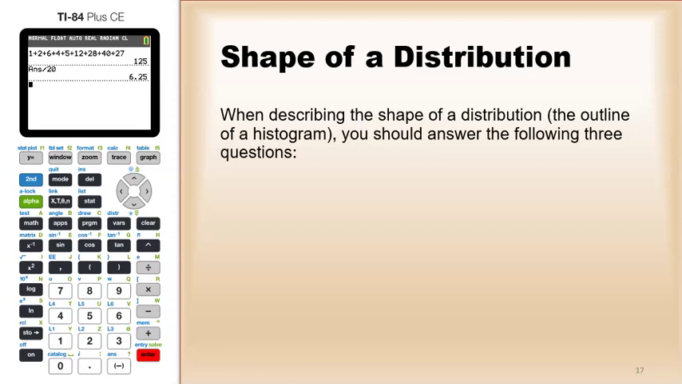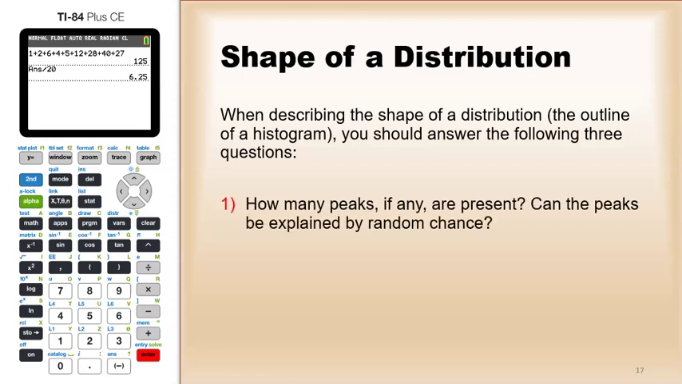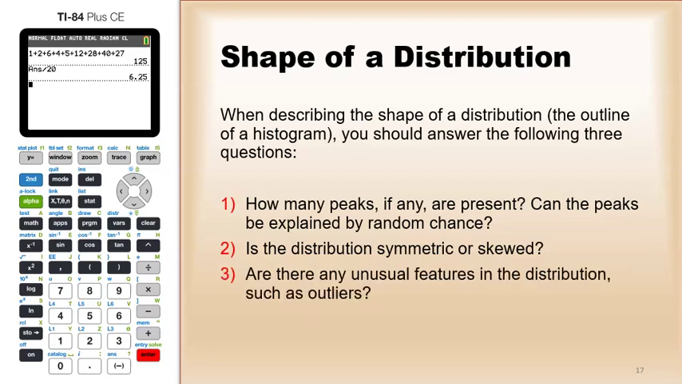When describing the shape of a distribution, you should be able to answer the following three questions. First, how many peaks, if any, are present? And I mean peaks that are beyond just random chance. Is the distribution symmetric or skewed? And are there any unusual features in the distribution, such as outliers?